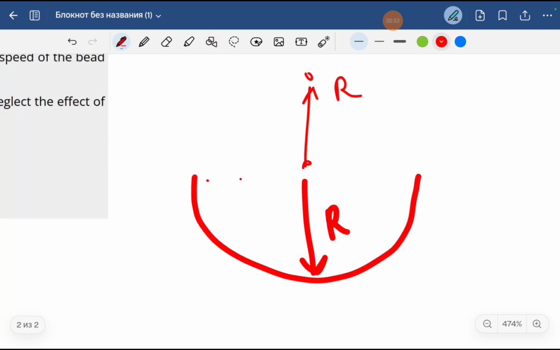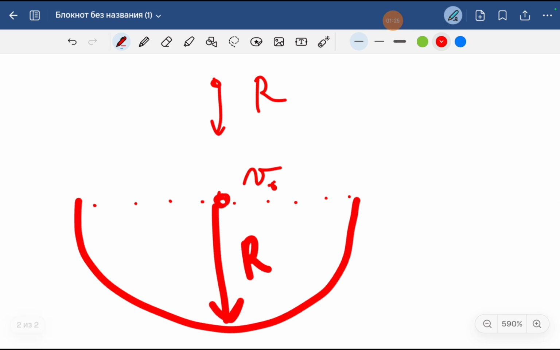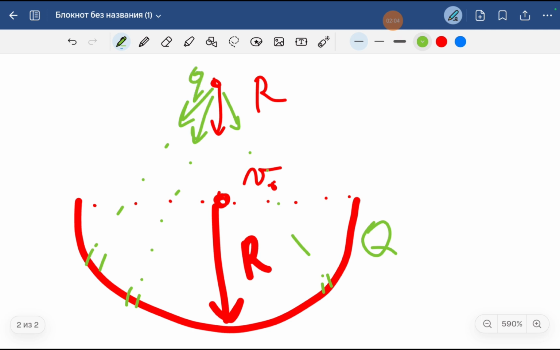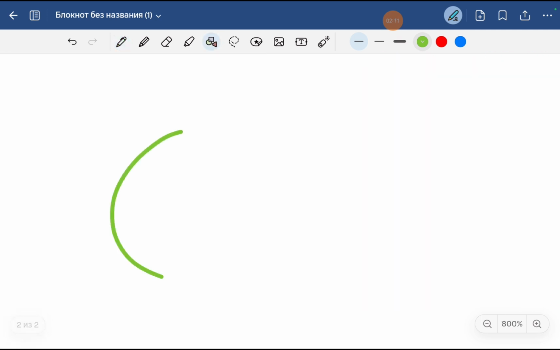At first glance, it might seem that the problem should be solved by dividing the hemispherical shell into individual elementary charges and analyzing the interaction of each with the bead. However, this approach would be too complicated. Instead, I suggest a simpler method. Here's the idea. Let's extend the hemispherical shell into a full sphere.